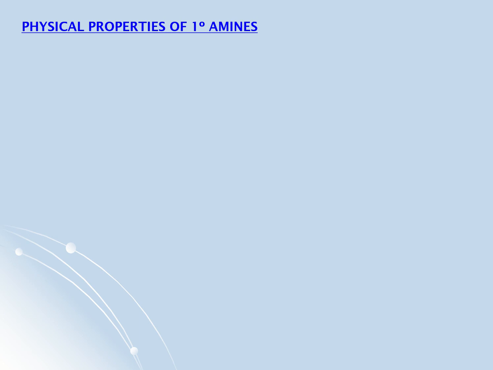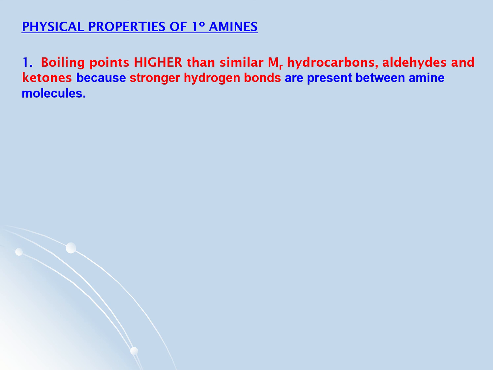Okay, physical properties of amines then. So let's have a look. First one, they have boiling points which are higher than hydrocarbons, aldehydes and ketones. Well, you should hopefully have picked up now that your amines have got NH2 groups, and NH2 groups will of course allow for hydrogen bonding. If you note, you only need to talk about the physical properties of the primaries.